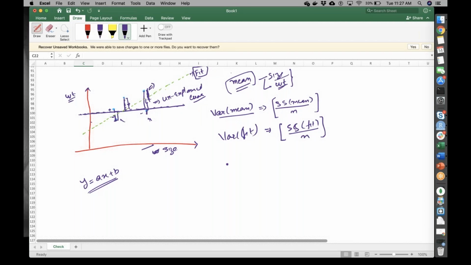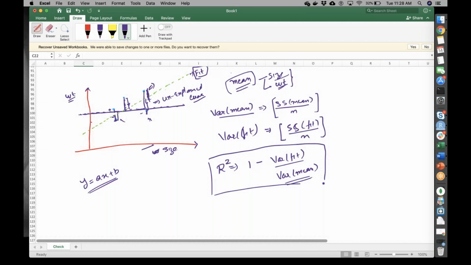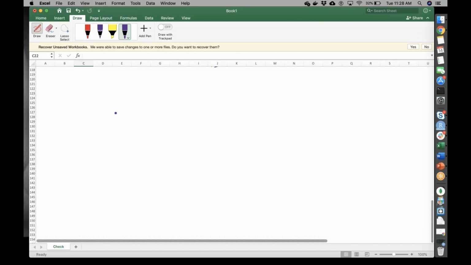Now we have these two important things. The next thing is your r square. What is your r square? Your r square is 1 minus the variance of fit divided by the variance of mean. This is how you calculate your r square, and it is very, very important, because if you know it using this basic fundamental, then you can crack any kind of problem in future. Okay, let me try and create another diagram.